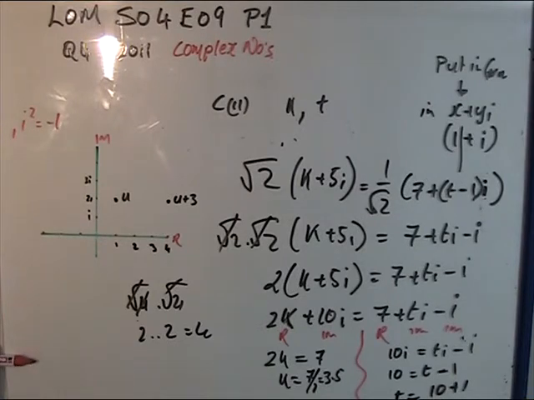Okay, so now you've found k and you've found t, and they are the real numbers. So you say the answer, there's the answer, and you'd highlight it. Okay, so that was question 4, 2011.